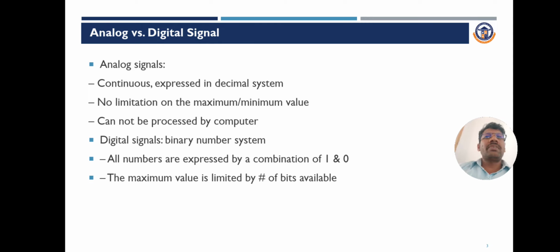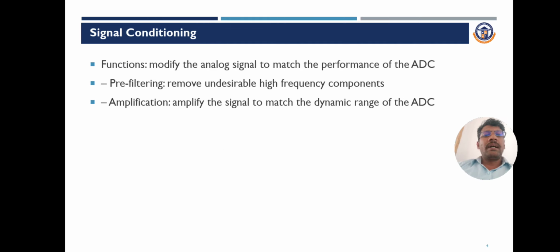An instrument may be defined as a device or a system designed to maintain a functional relationship between the prescribed properties of physical variables and communicate them to a human observer. The signal conditioning unit modifies the analog signal to match the performance of the analog to digital converter. Pre-filtering and amplification are the two stages done in the signal conditioning unit.